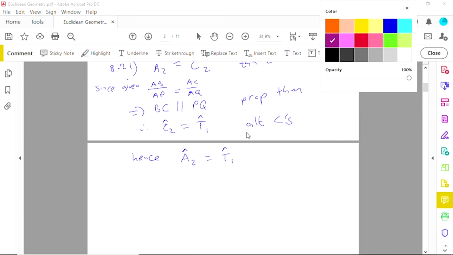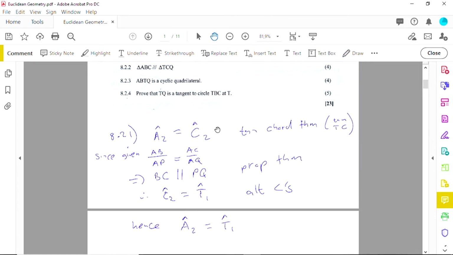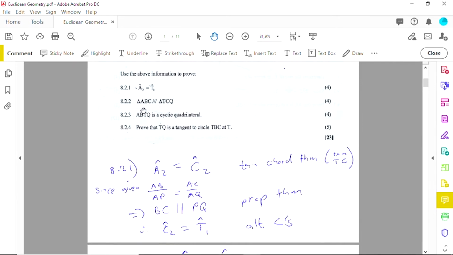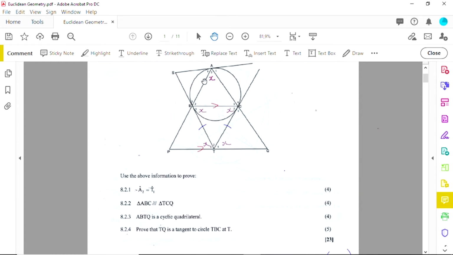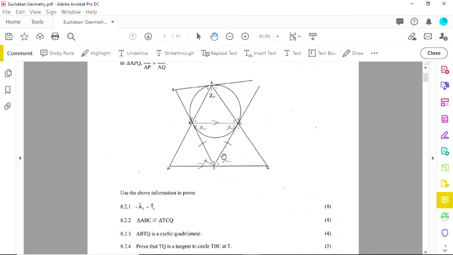And for 8.2.2, we want to prove that triangle ABC is similar to triangle TCQ. So we want to prove that these two are similar triangles. To prove that these two are similar triangles, you can just prove that all the angles are equal. If all the angles are equal, then these two must be similar.